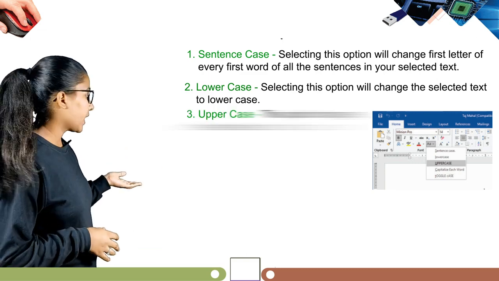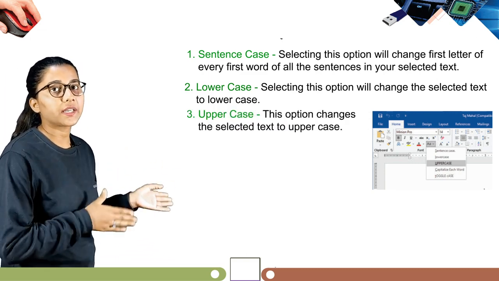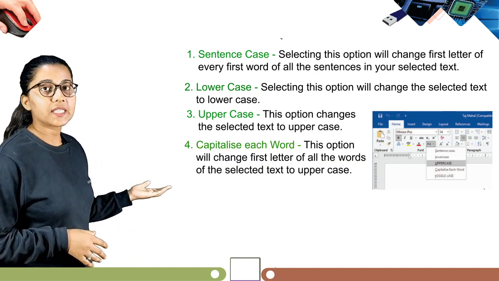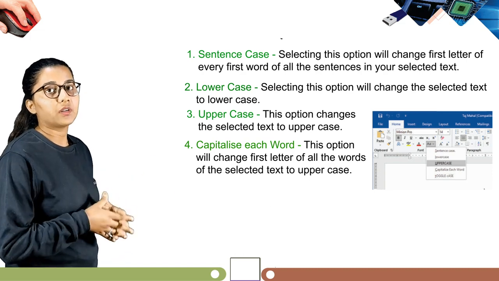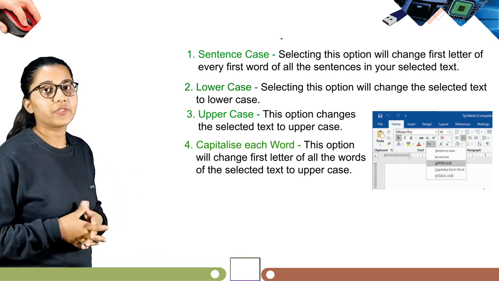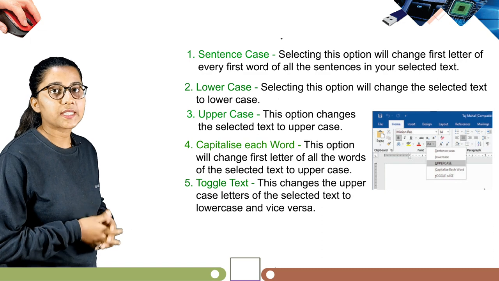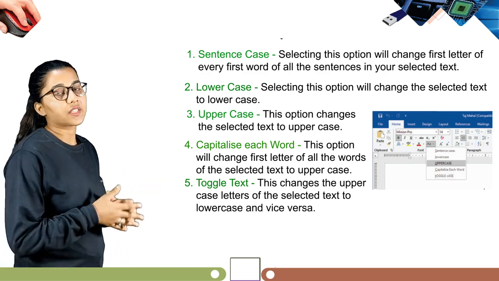Now third we have uppercase. This option changes the selected text to uppercase. Fourth, capitalize each word. This option will change first letter of all the words of the selected text to uppercase. Fifth, we have toggle case. This changes the uppercase letters of the selected text to lowercase and vice versa.